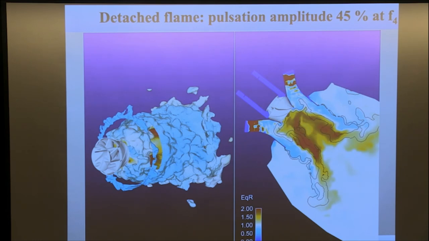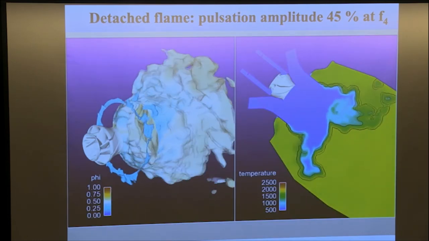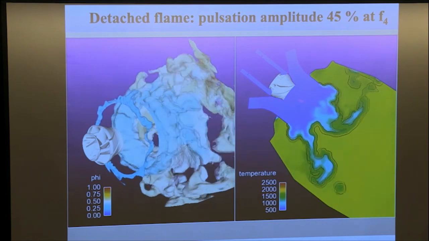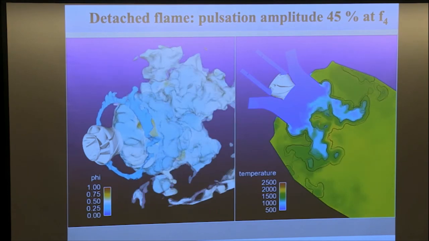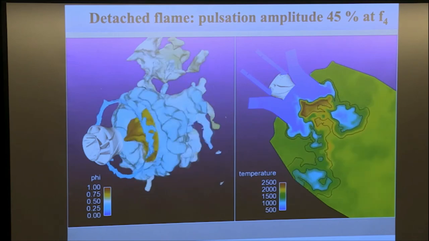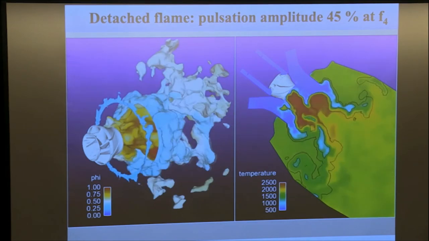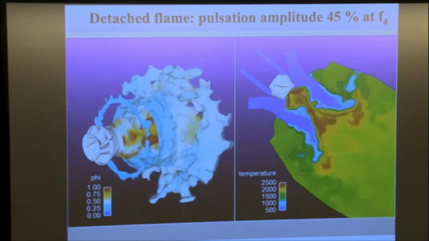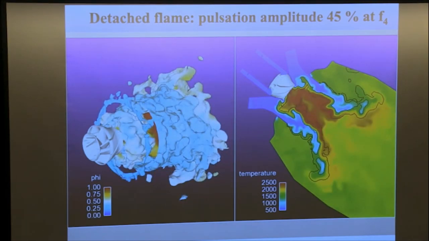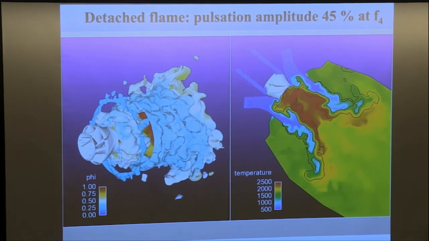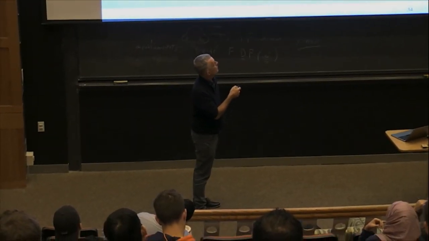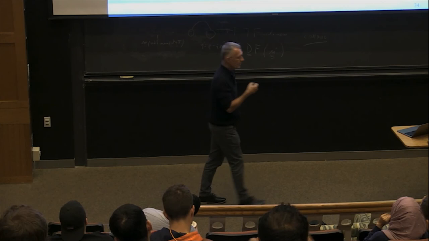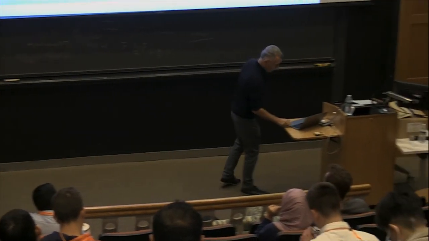This is, I think, another movie. Yeah, it's the same sequence here where we start from the detached flame and we pulsate it and you see the flame coming back. And now it's stuck to the injection system. And so by talking to these guys at Ansaldo, they confirmed that quite often when you ignite, the flame is lifted and you have to wait until somehow, because of a perturbation, it comes back here. And when it's here, then you can go to full power.